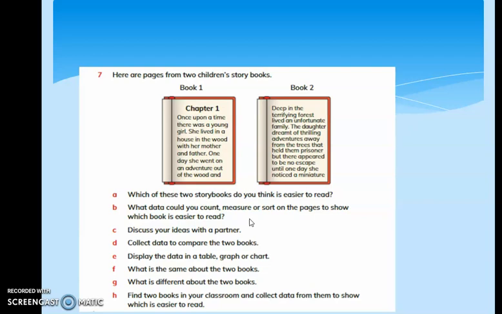Now words with more than 6 letters. You can count the number of words with more than 6 letters in this, and similarly you can count words with number of letters greater than 6.